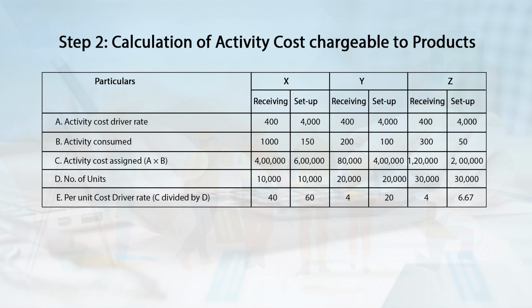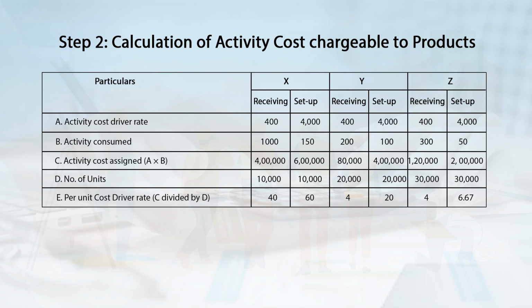First, the activity cost driver rate that we have calculated is 400 for receiving overhead and rupees 4000 for setup, which will remain the same for all products X, Y and Z. Second, activity consumed by receiving for product X is 1000 and setup for product X is 150. For product Y, receiving is 200 and setup is 100. For product Z, receiving is 300 and setup is 50.